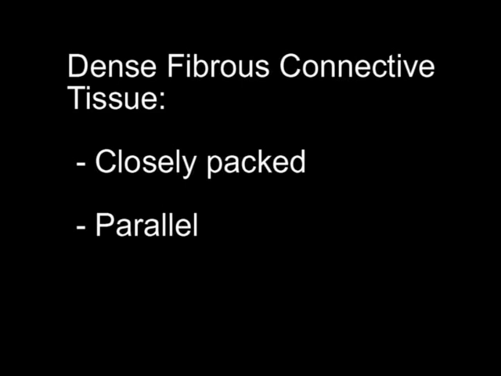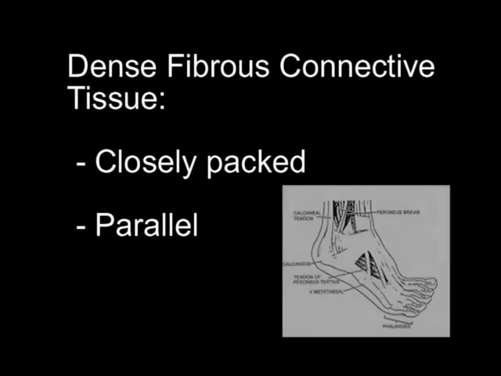Examples of dense fibrous connective tissue are ligaments and tendons. A ligament is a band of dense fibrous connective tissue that holds the bones together at a joint. A tendon attaches a muscle to a bone.